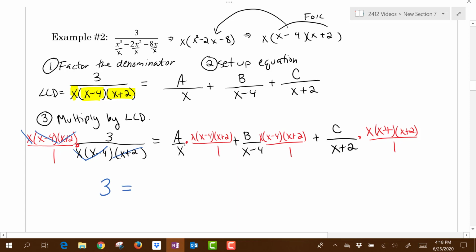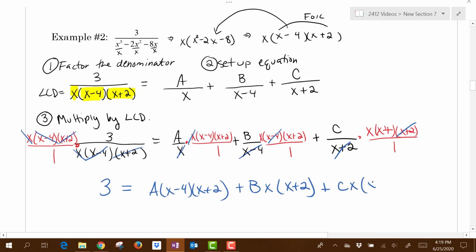Alright, from the A fraction, the x's cancel, and I'm left with A times x minus 4 times x plus 2. From the B fraction, the x minus 4 cancels, so I'm left with plus B times x plus 2. And then from the C fraction, the x plus 2 cancels with this x plus 2, and I'm left with C times x minus 4. So if we've done that correctly, then every denominator should cancel with a common factor in that LCD.